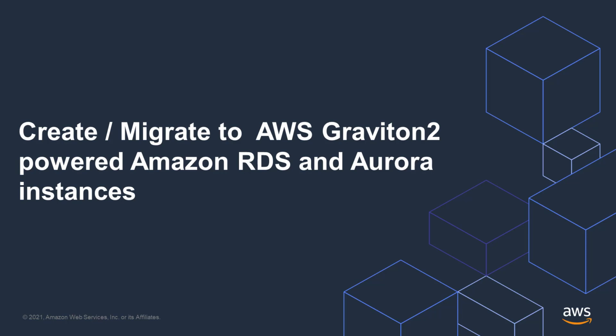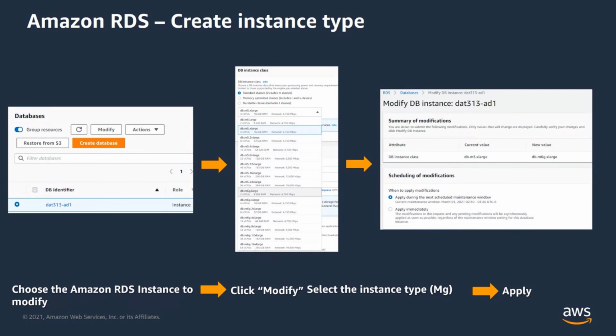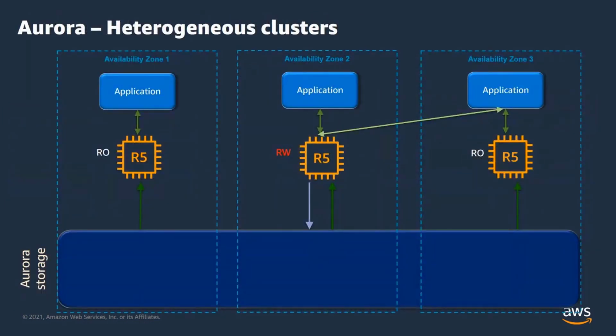So now, how can you move to Graviton? How can you take advantage of AWS Graviton2? You can create an instance, and if it is an RDS instance, you can pick the M5G and R5G instance types and create it. Or if you want to modify an instance, you can go through the same process: modify the instance type, choose the right instance type, and apply it. That's one option. When it comes to Aurora, it's the same process.